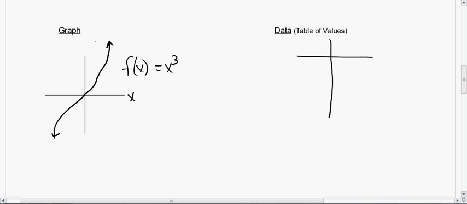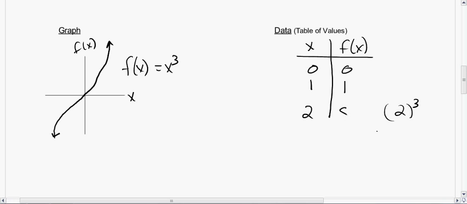where if this is my x and my f of x, my independent value is x and my dependent value is f of x. And I'll stick with that cubic equation for right now. If x were 0, well, then f of x would also be 0. If x were 1, then f of x would be 1. If x were 2, f of x would be 2 times 2 times 2, right? 2 cubed, that would be 8, and so on.